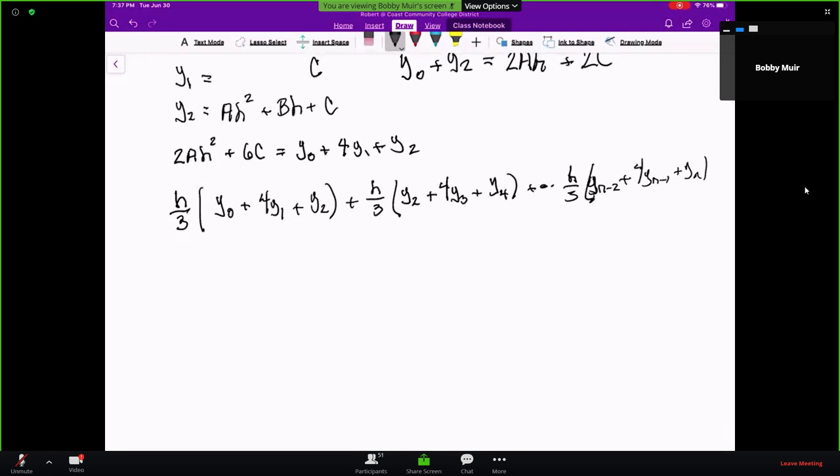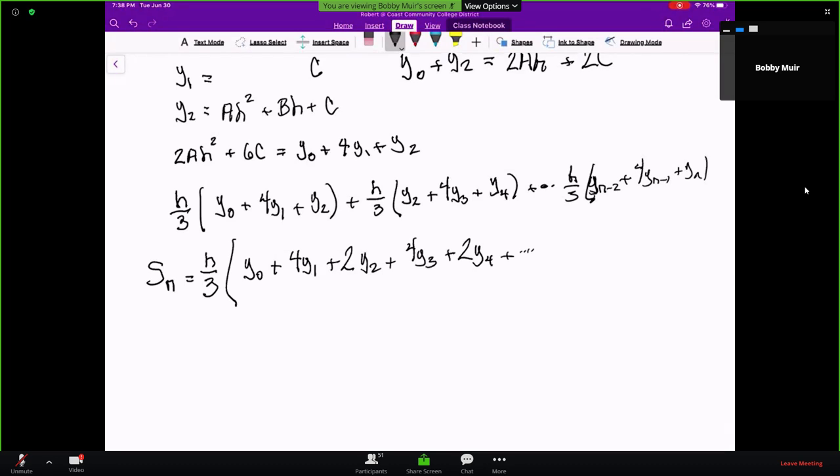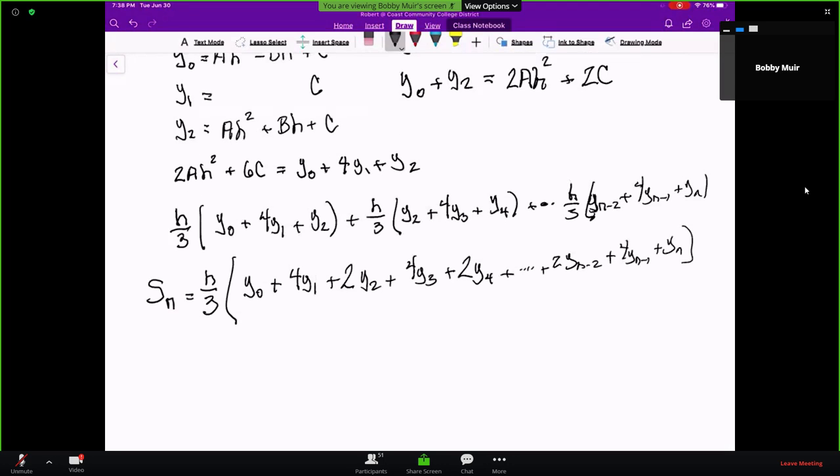So when you clean all that up, what we get for Simpson's rule is given by this: h over 3 times y0 plus 4y1, 2y2, 4y3, 2y4, and then the last one is going to be plus 2y sub n minus 2 plus 4y sub n minus 1 plus y sub n. And this is the so-called Simpson's rule. Notice how the pattern goes. It goes 2, 4, 2, 4, 2, 4.